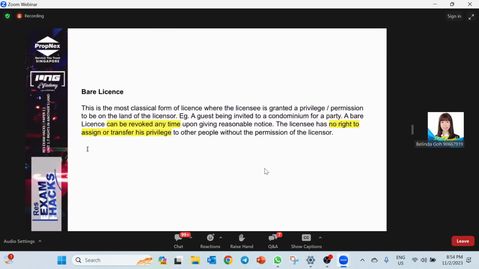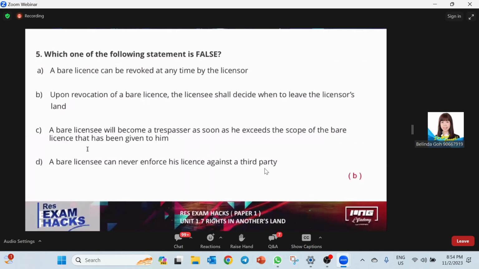A guest being invited to a condominium for a party. A bare license can be revoked at any time upon reasonable notice. The licensee has no right to assign or transfer his privilege to others without the permission of the licensor. Right. So now back to question 5. Which of the following statements is false? It is B. Upon revocation of a bare license, the licensee shall decide when to leave the licensor's land.